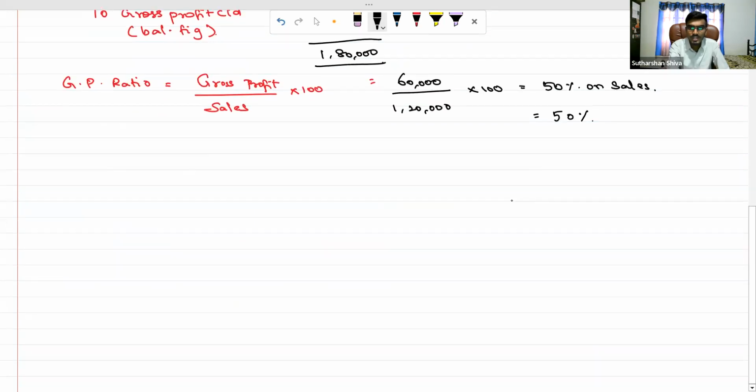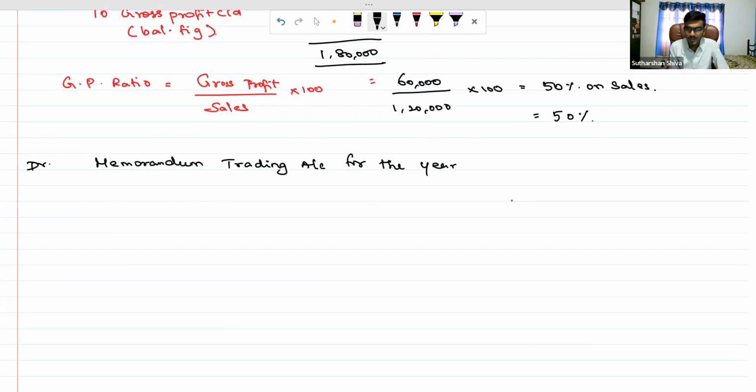After that, what do I need to prepare? I need to prepare the memorandum trading account. Memorandum trading account for the period from 1/1/2021 to 15/9/2021, because that is the date the fire occurred. This is going to my credit side, and this is my particulars.